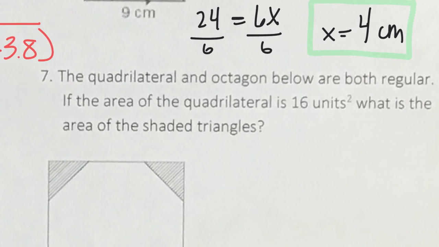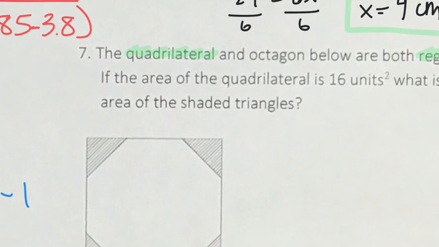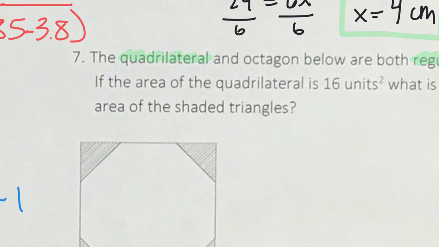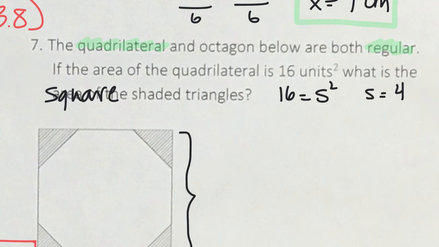The quadrilateral and the octagon below are both regular. So what is a regular quadrilateral? Which quadrilateral has equal sides and equal angles? A square does. So we have a square and an octagon. The area of the quadrilateral, aka the square, is 16. So 16 equals side squared, which means our side is 4 units long. So 4 and 4.